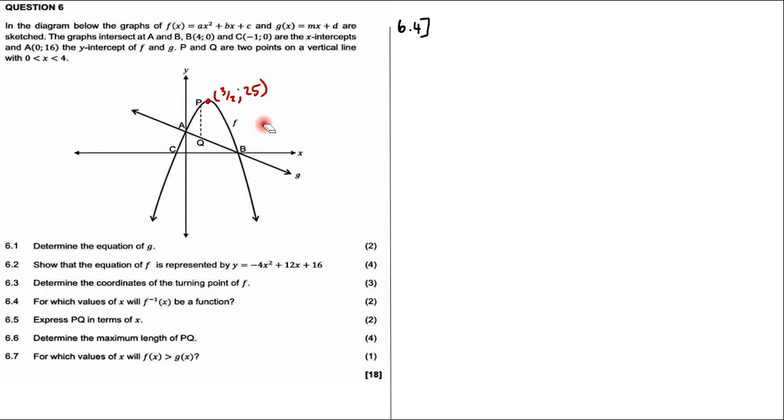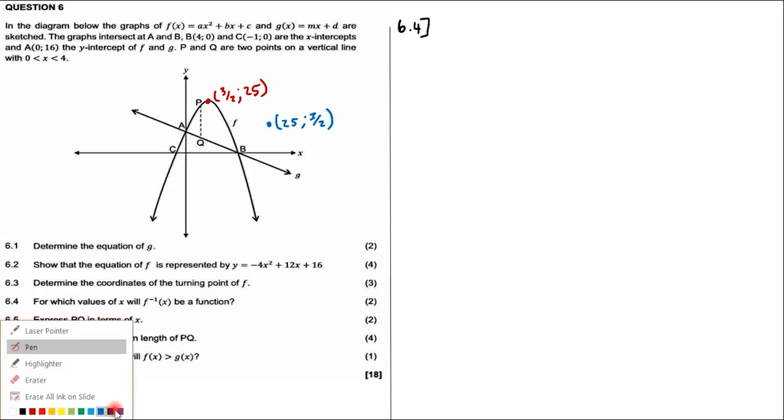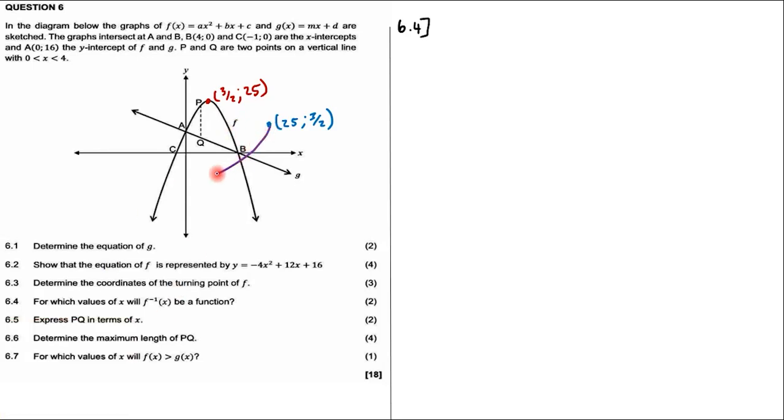will then be, just put a point there, 25, 3 over 2. And then your graph will be pointing in this direction. If you want to visualize how it would look, it will be something like this, pointing in the other direction, pointing that side.